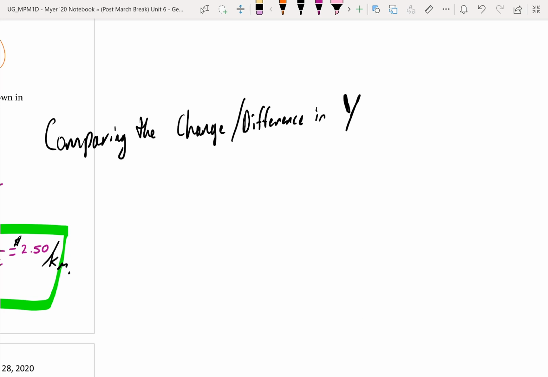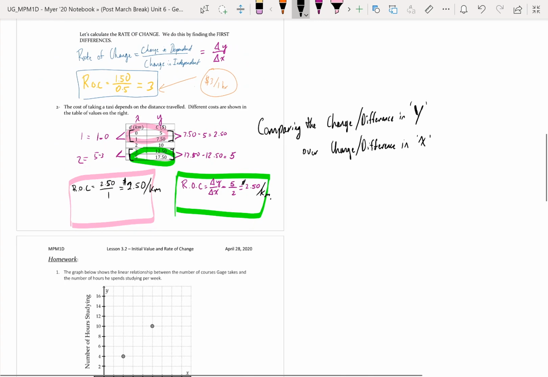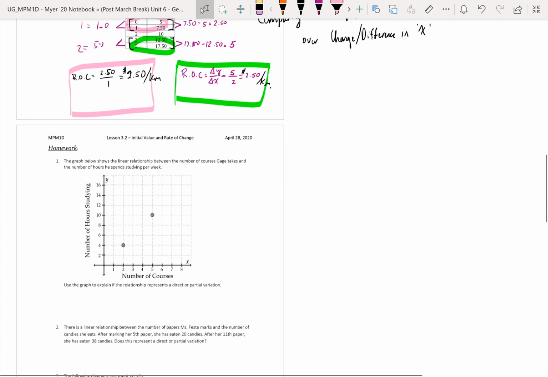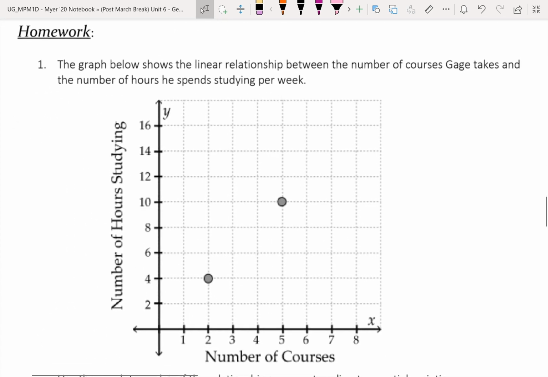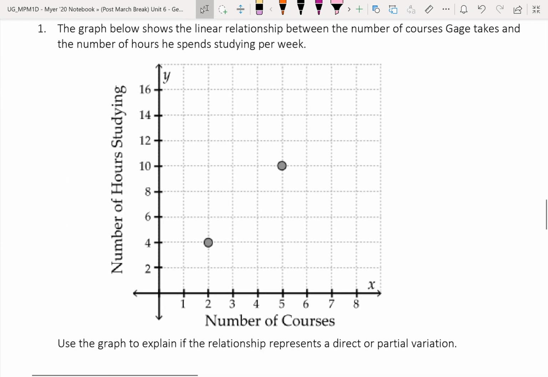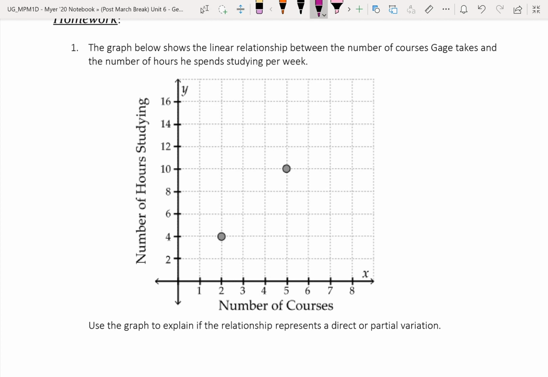So the change in y over change in x. All right, so we could do that by looking at a graph as well. So if you look at this graph here, let's look at it for a second. We're going to compare by doing a triangle, like this here.